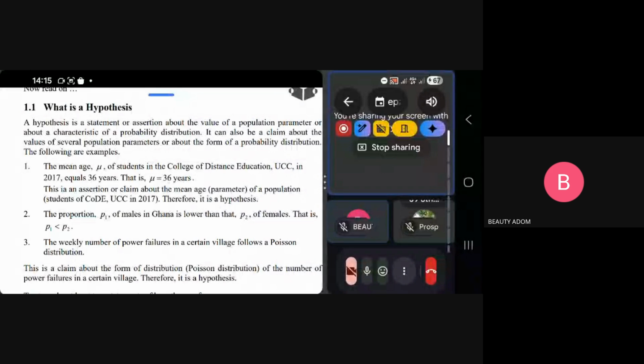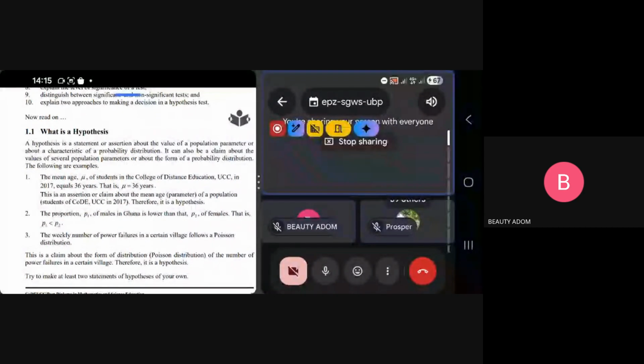What is hypothesis? That is what we are looking at. Can we get one female, one male to balance the equation? One male to balance it.